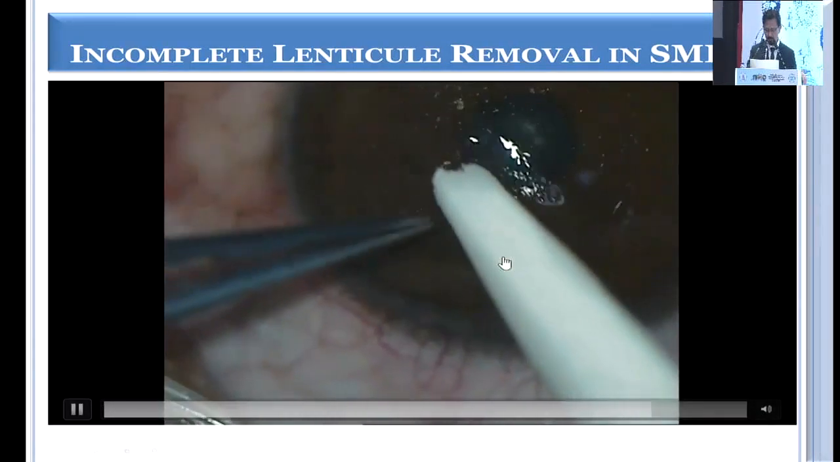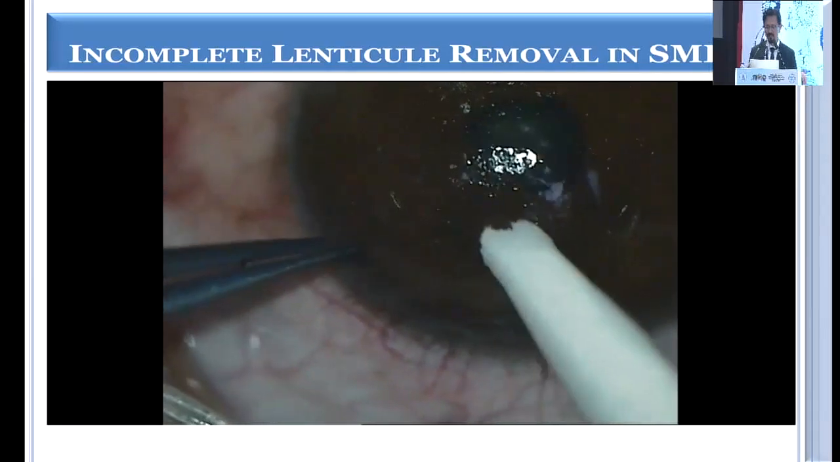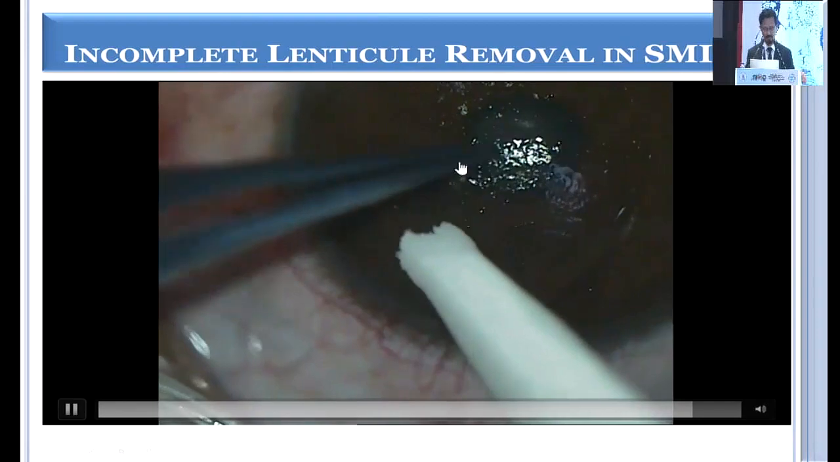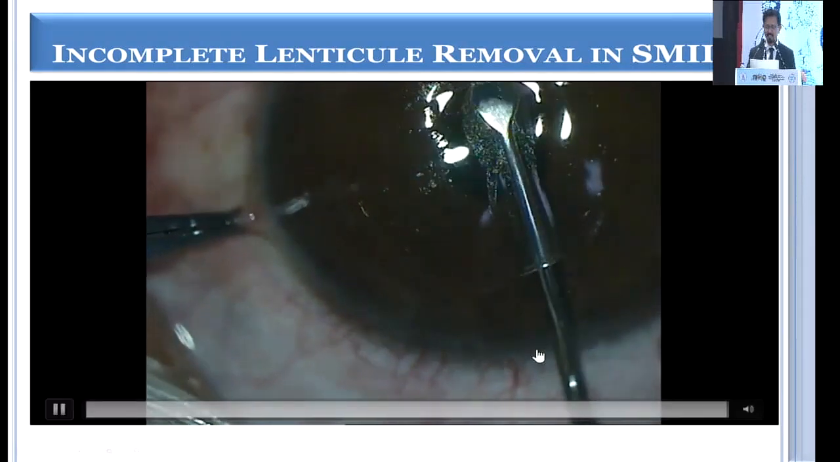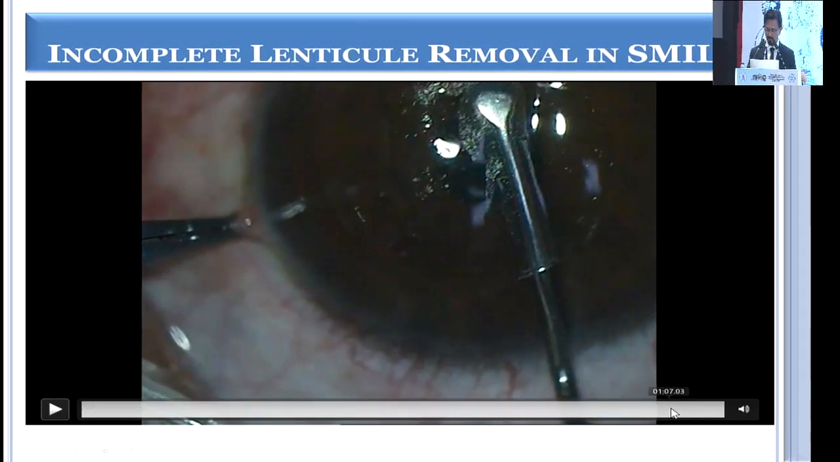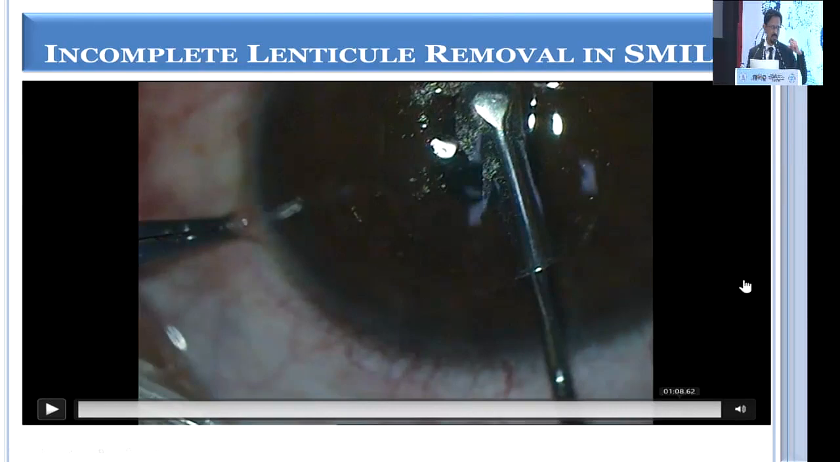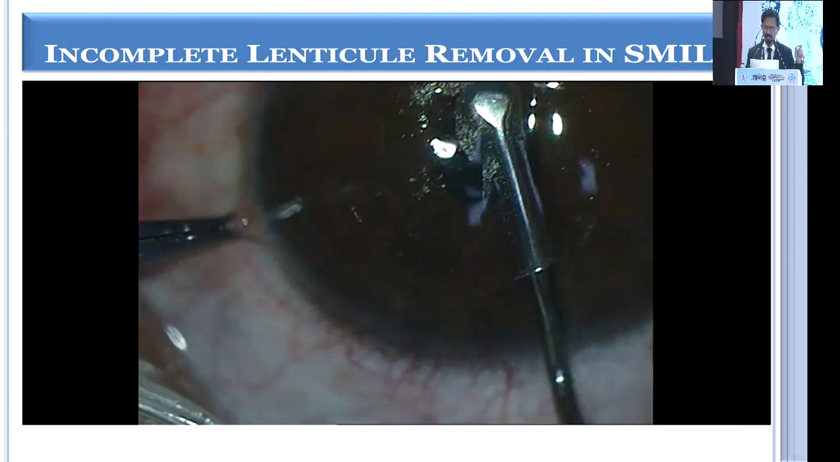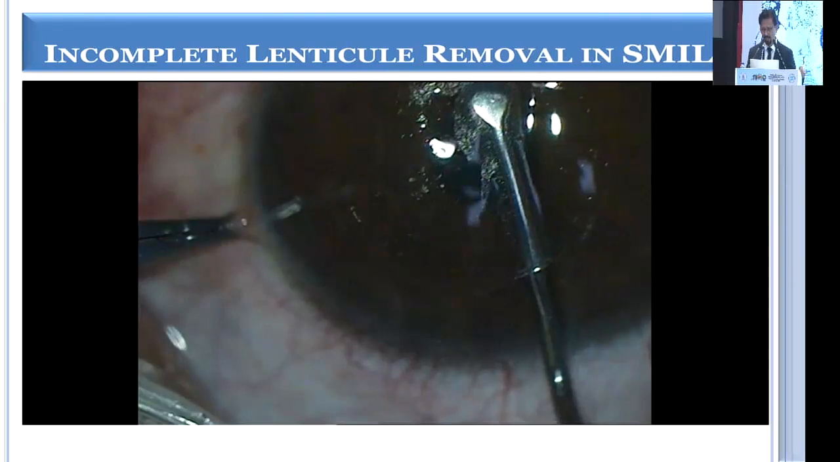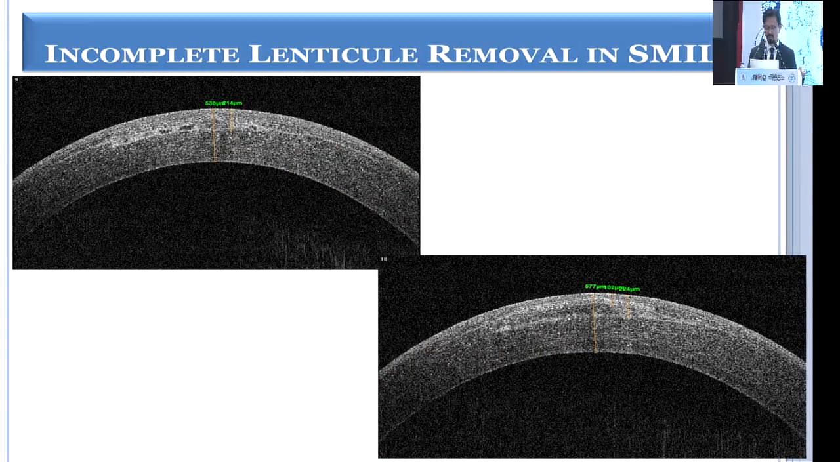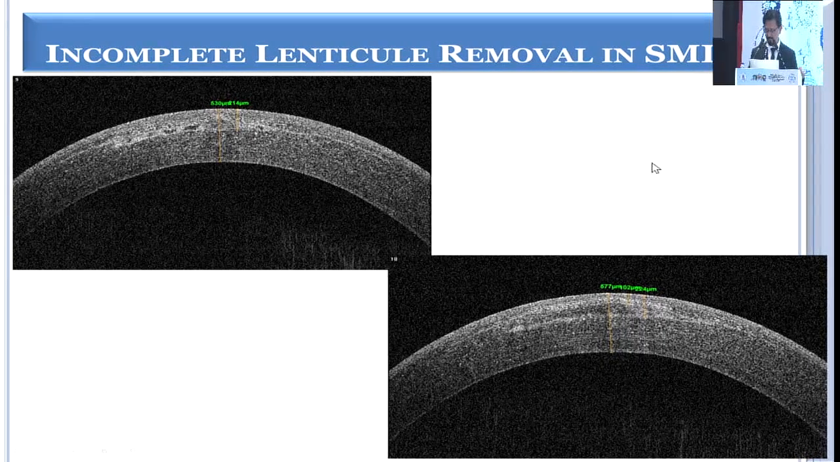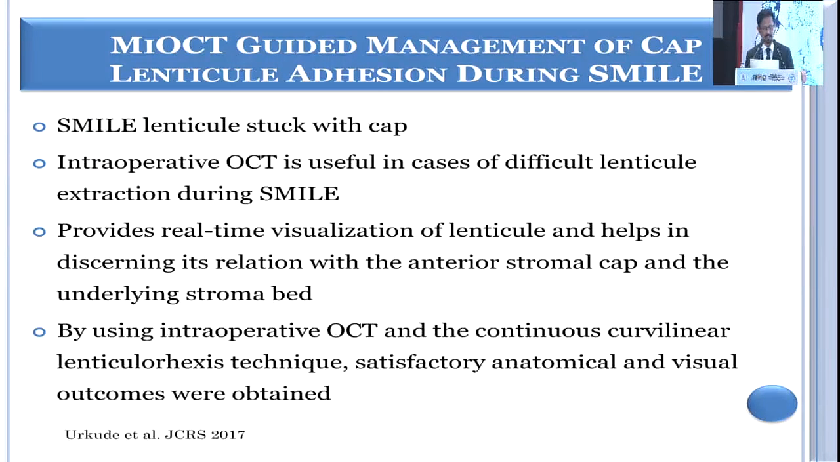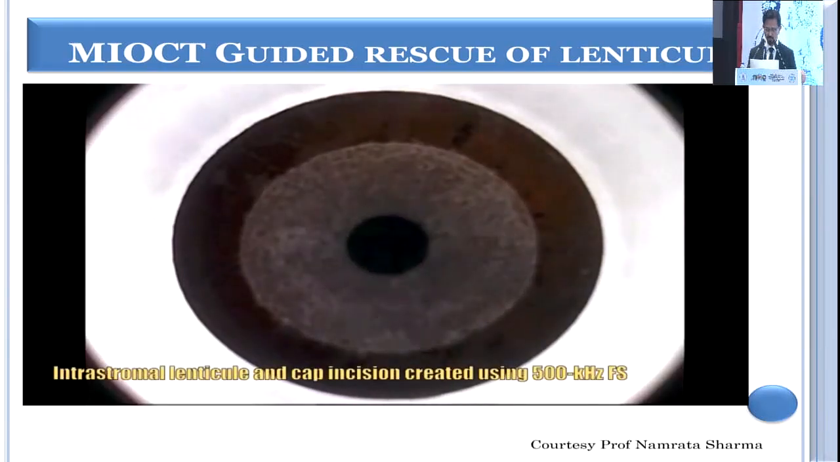I'll just improve the light. So when you spread it on the cornea, you will see that some part is left. In such cases, you can either use steroid, triamcinolone, to stain that, or you can use microscope integrated OCT to look for this. So as you can see here, incomplete lenticule removal can be removed by microscope integrated OCT guided lenticule removal.